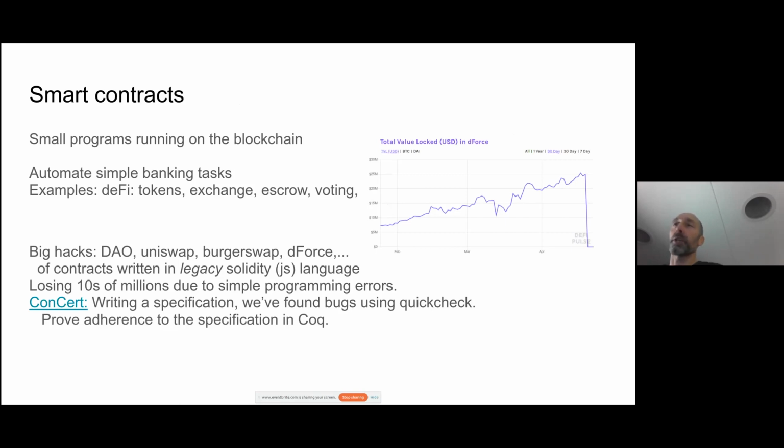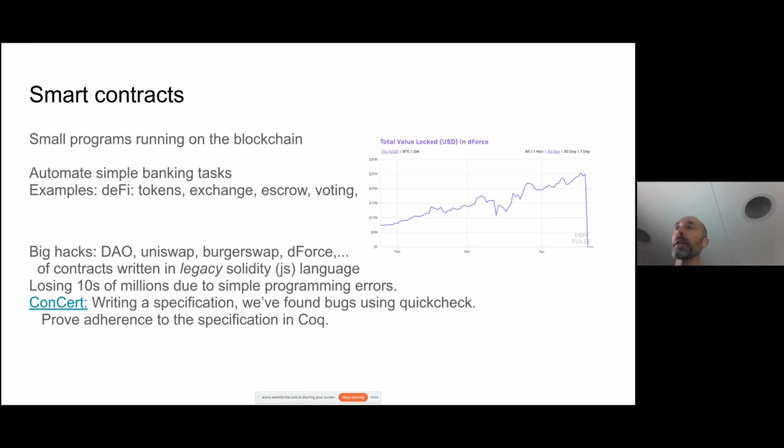So what are smart contracts? There are many ways of thinking about this, but they're basically small programs running on the blockchain, and they can be used to automate simple banking tasks. For example, distributed finance, and you would have the tokens, all kinds of token standards. You would have a distributed exchange, an escrow. You could do voting, and this could be cryptographically secure voting. You can do all those things on chain, and the nice thing is that you're actually removing the middleman from many of these applications.